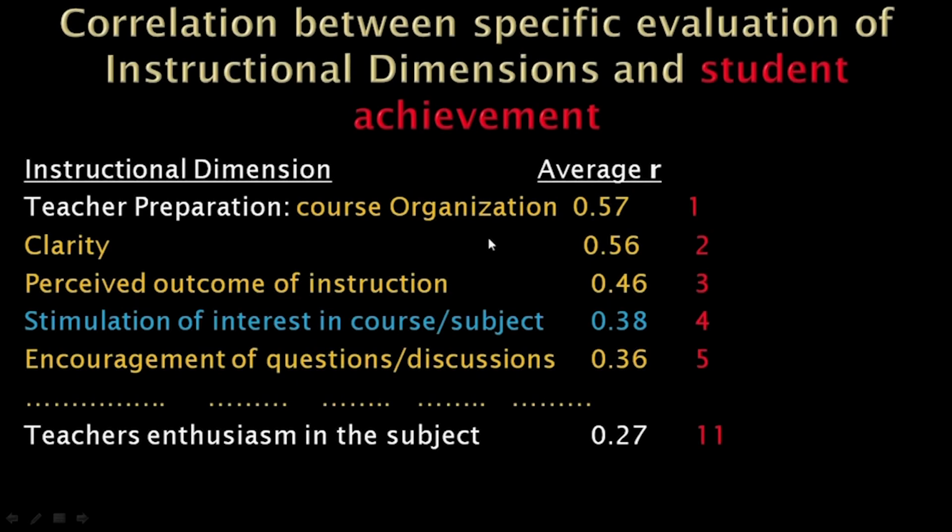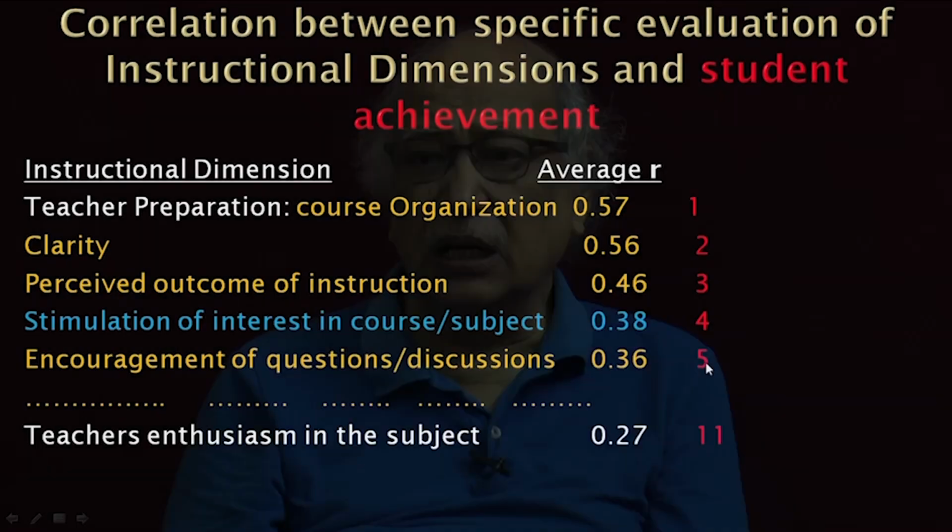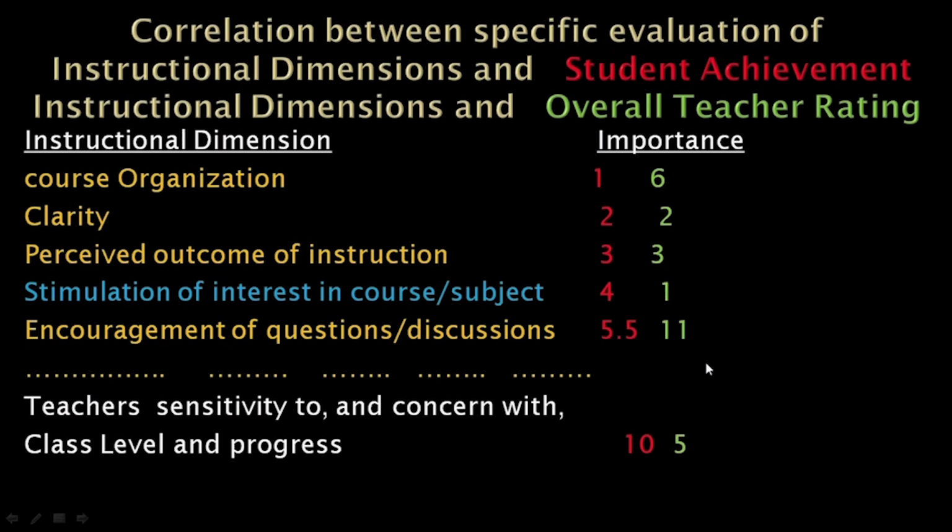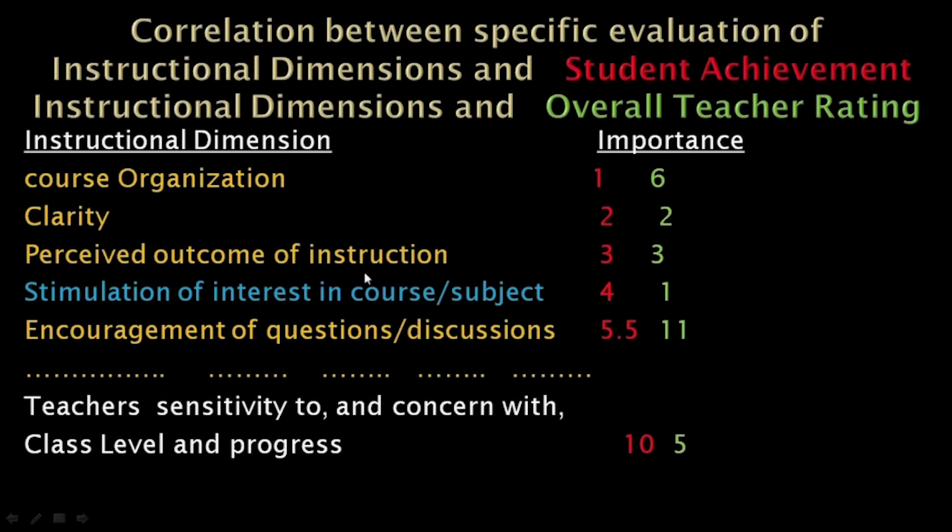the course organization should be very good, because that has importance 1. The clarity of presentation should be very good, 2. Perceived outcome of instruction should be 3. Similarly, 4. These are the things which should be high if you are going to be a good teacher or a new teacher. Now, this is student achievement. Or if you want to go by overall student rating, again very similar: course organization and clarity should be there.